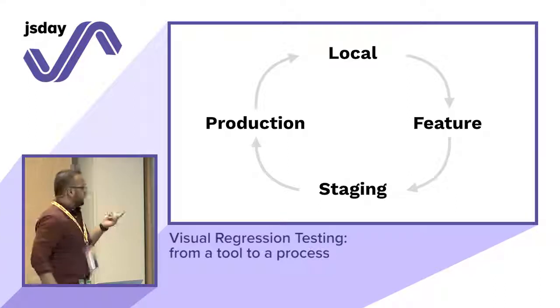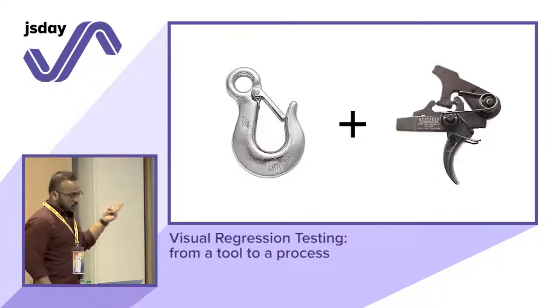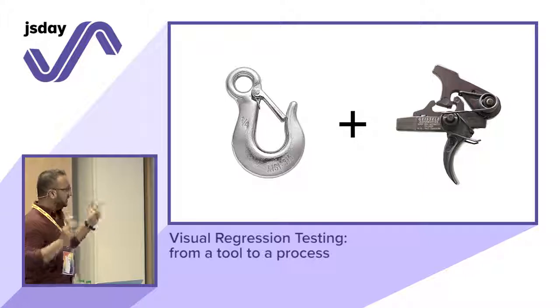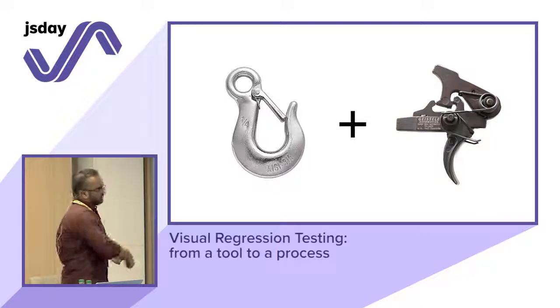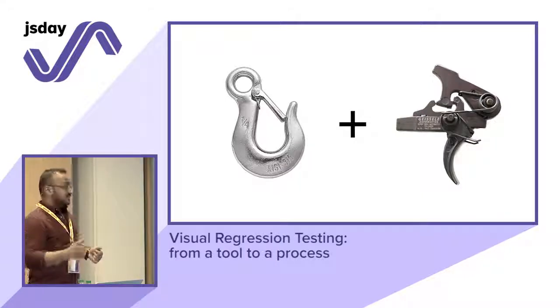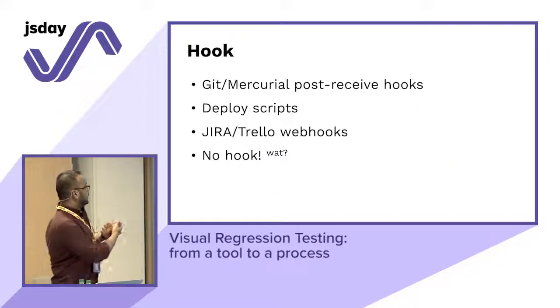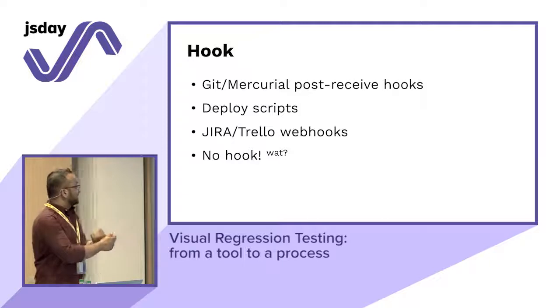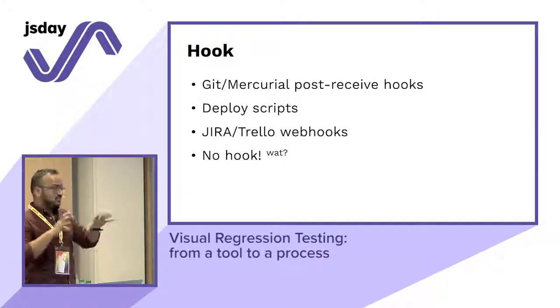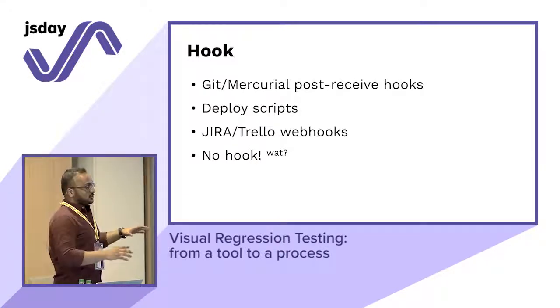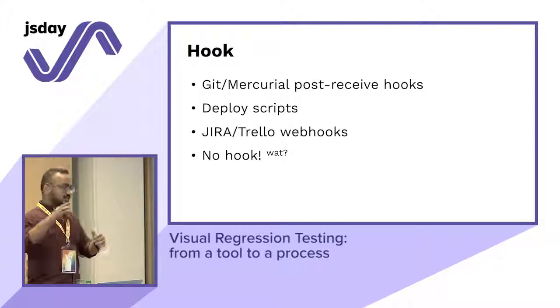So we need two things. We need to hook into this cycle, and when the hook is activated, we need to trigger something. There are different kinds of hooks in technology. We have Git or Mercurial post-receive hooks. What it means is that as soon as you have written your changes, you have written a commit, you push it, you can activate the hook and trigger something.